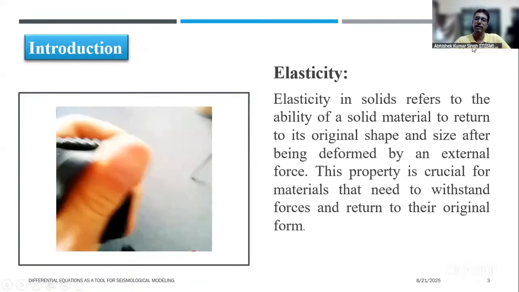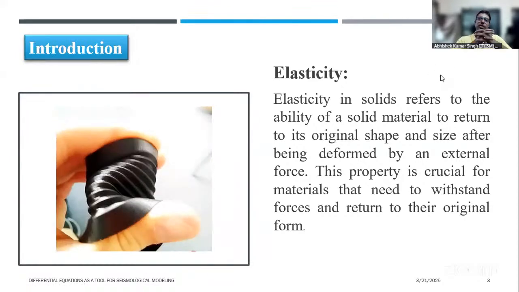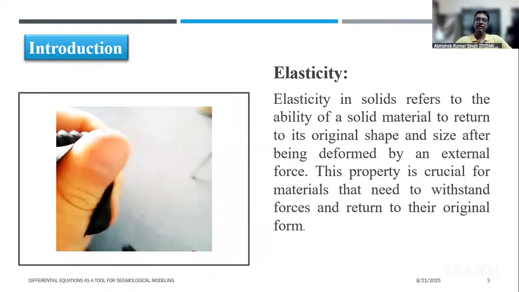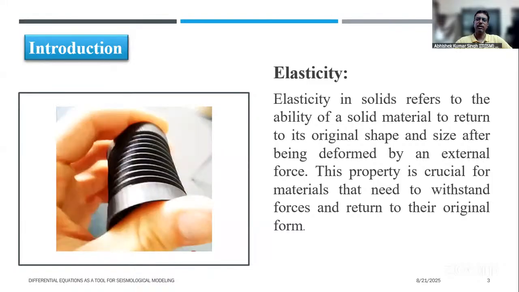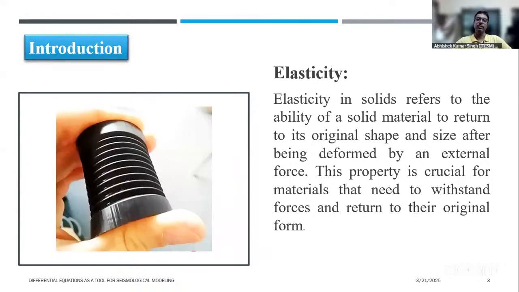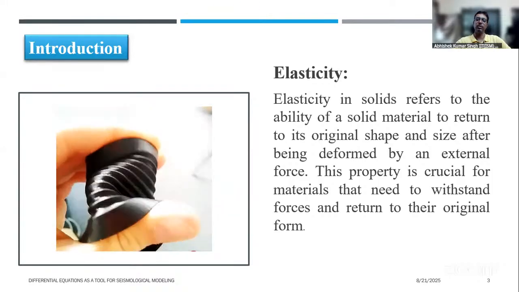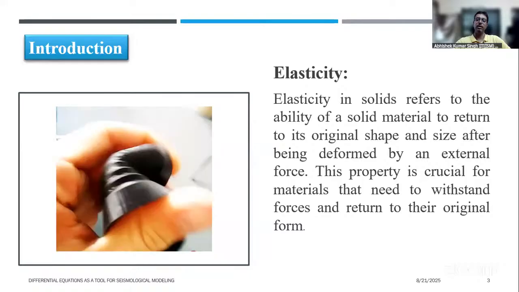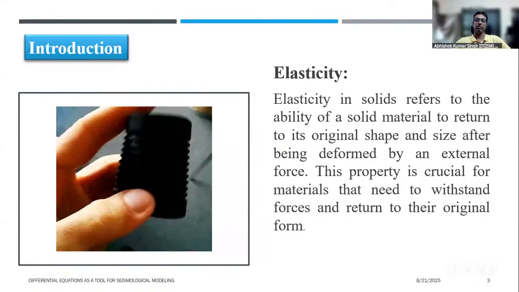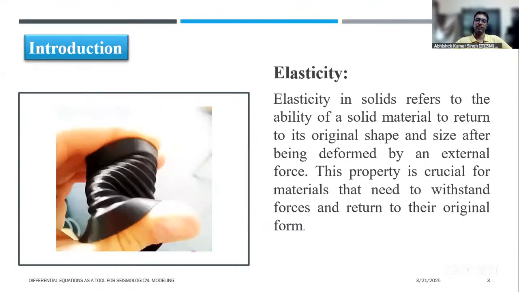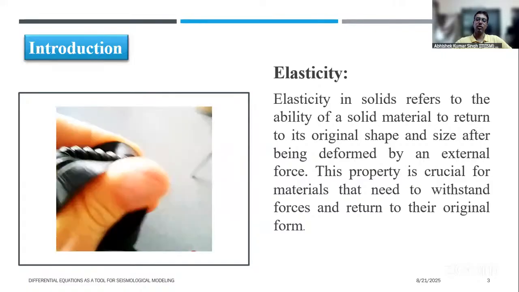Generally, we encounter this type of term, especially in our class 10th or 11th. So elasticity in solids, for the understanding of a layman, can be said as the ability of a solid material to return to its original shape and size after being deformed by an external force. Means once we remove the force, it should come back to the original shape and size. And this property is very crucial for a material to withstand forces and return to its original form.